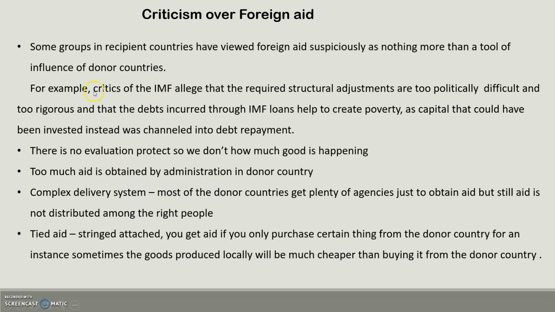Right, the next thing, there is some criticism over foreign aid. Though it is advantageous for us, or advantageous for the donor countries, still there is some criticism over foreign aid. Some groups in recipient countries have viewed foreign aid suspiciously, as nothing more than a tool of influence of donor countries. For example, critics of the International Monetary Fund allege that the structural adjustments are too politically difficult and too rigorous, that the debts incurred through IMF loans help to create poverty, as capital that could have been invested was instead channeled into debt repayment.